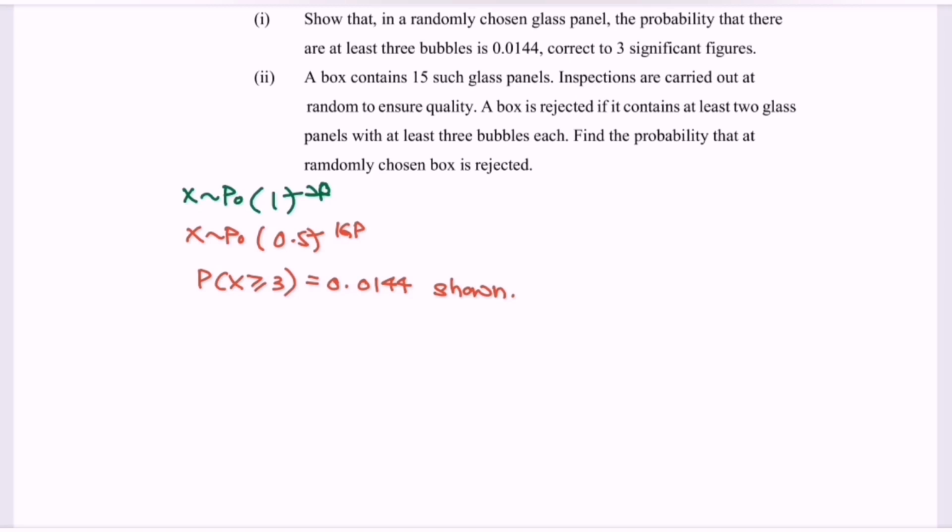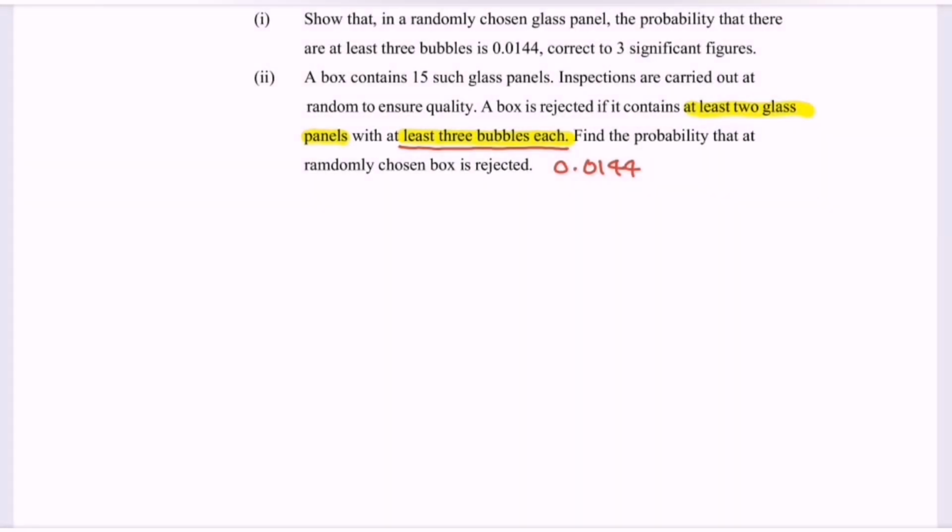Inspections are carried out at random to ensure quality. A box is rejected if it contains at least 2 glass panels with at least 3 bubbles in each. So this one will be the title, because previously we already mentioned 0.0144. That is the probability. So here we have the title: X is binomially distributed. We have 15 and 0.0144.